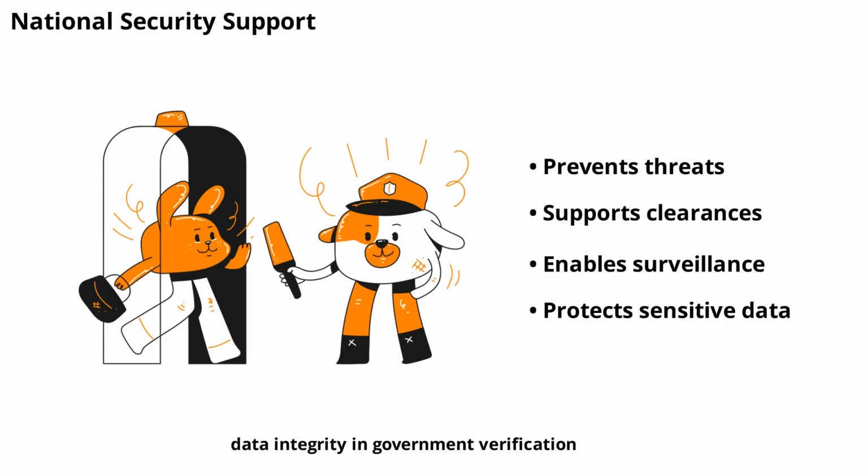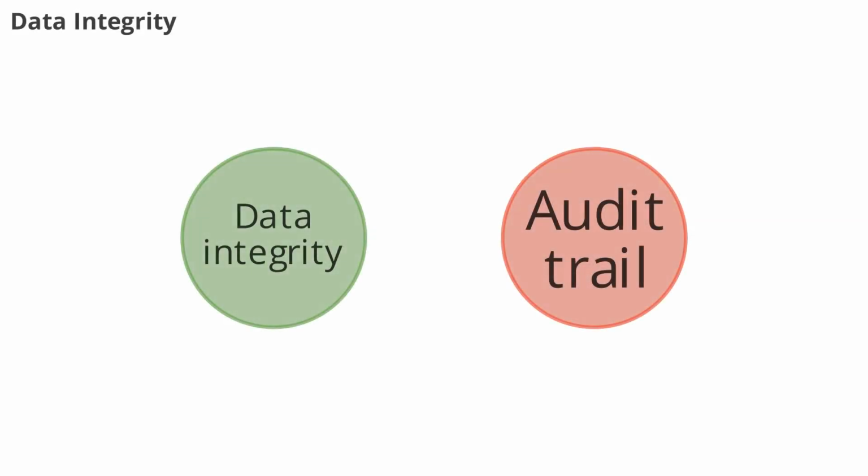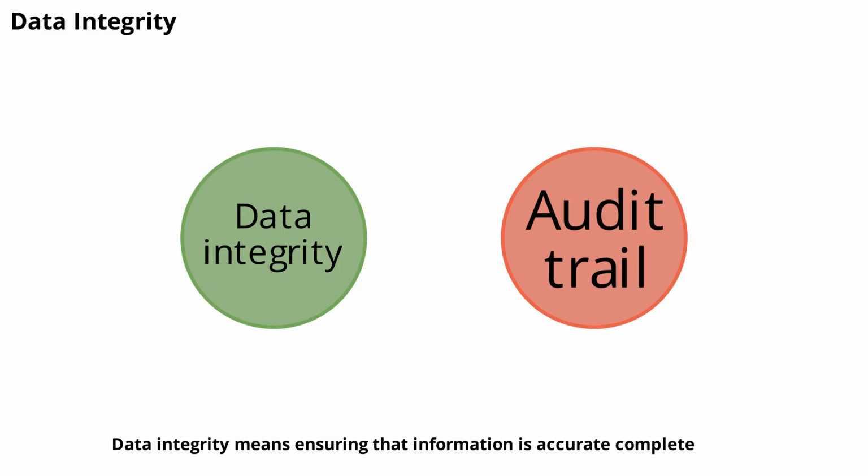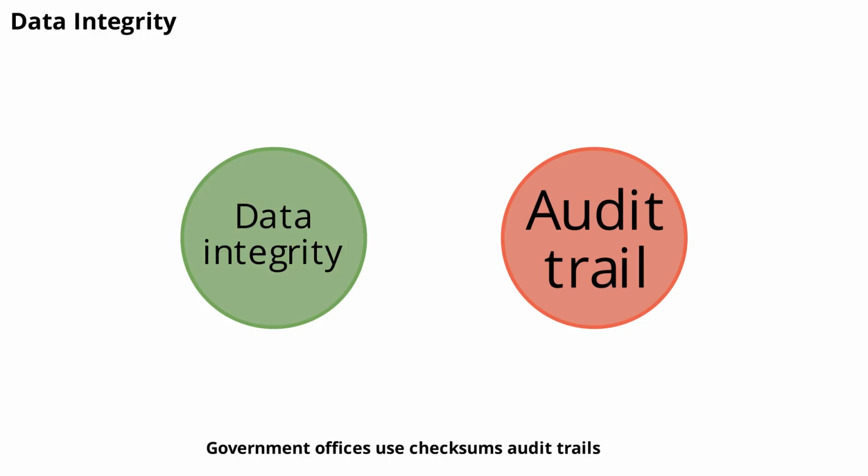Next, let's explore the concept of data integrity in government verification. Data integrity means ensuring that information is accurate, complete, and unaltered throughout the verification process. Government offices use checksums, audit trails, and secure storage to maintain data integrity. Any changes to records are logged and reviewed to prevent unauthorized alterations. Maintaining data integrity is essential for building trust in government services.